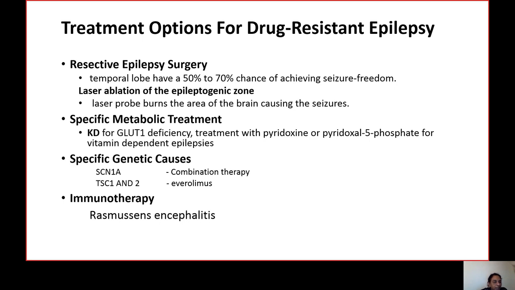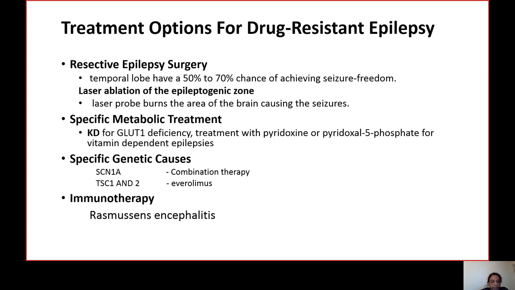So then there are instances where we are unable to manage this by surgery, because there are certain conditions we can manage by surgery, but there are others where we cannot. Especially with the GLUT1 deficiency, the metabolic conditions, where GLUT1 is a gene that we find in certain epilepsy syndromes, and pyridoxine dependency and vitamin dependent epilepsies, we may not be able to achieve seizure control by using drugs. So we may have to use the ketogenic diet or treatment with pyridoxine or pyridoxal phosphate for these vitamin dependent epilepsies, but this differs from one condition to the other.